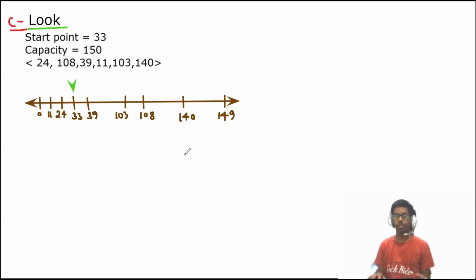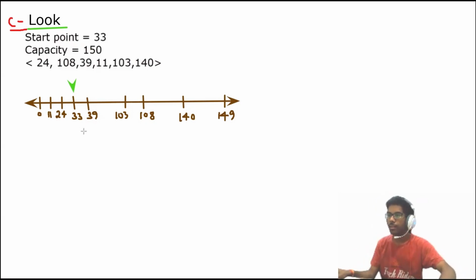So C-LOOK algorithm is the same as the C-SCAN algorithm, but not exactly. Like LOOK, it goes from one end of the service to the other end of the service, not the disk. But this time it wraps around instead of going to the end and then bouncing off.